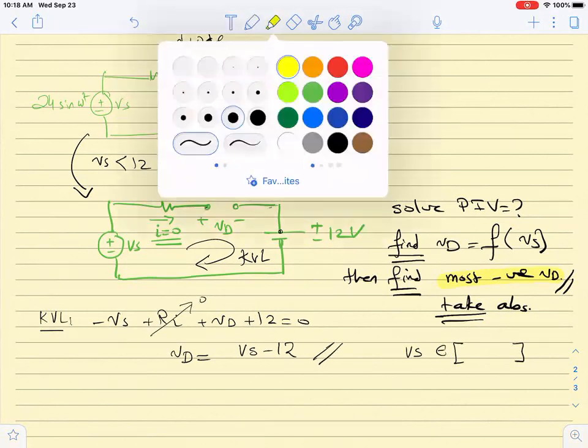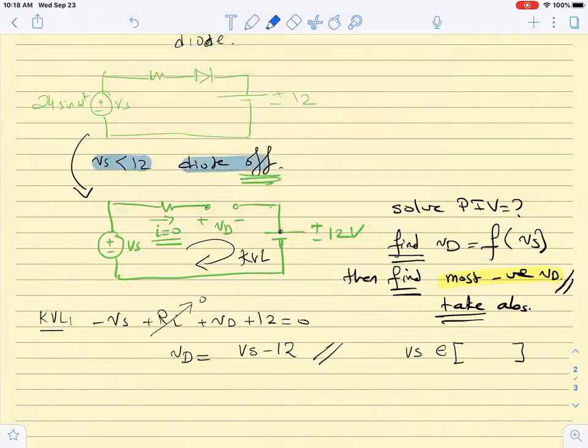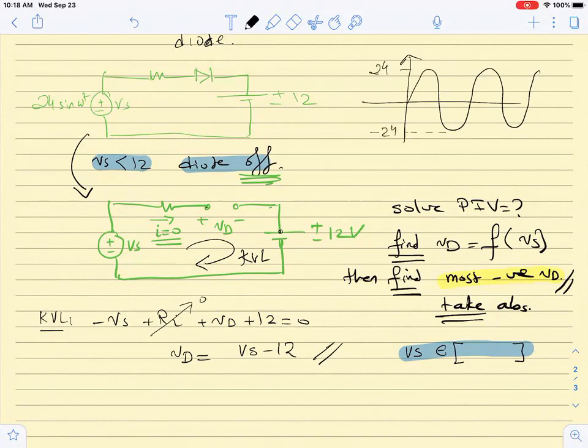We already said that when the diode is off, I want VS to be less than 12 for the diode to be off. So by region, VS belongs here, from 0 to 12, or from minus infinity to 12. No, VS, no, from minus 24, because VS is a sinusoidal signal, right? So VS is between 24 and minus 24, right? And then in the off region, the diode would be off. And if I have here 12, right? Anywhere below this 12, between this range and this range, the diode will be off. Above it, it will be on.